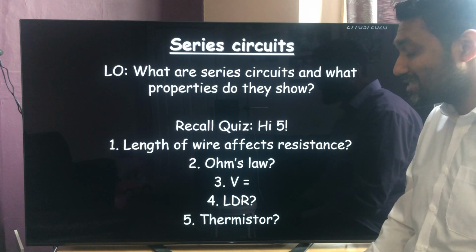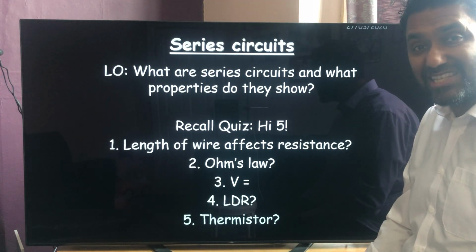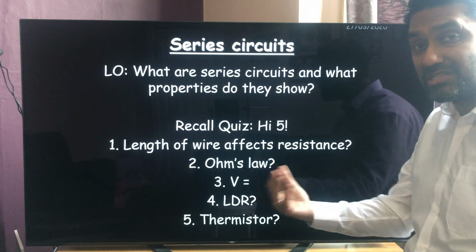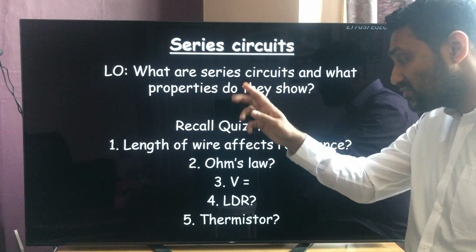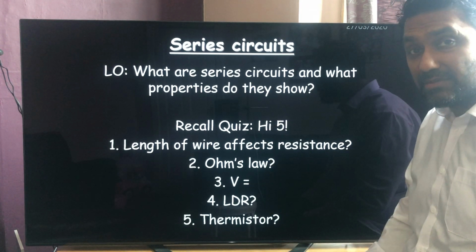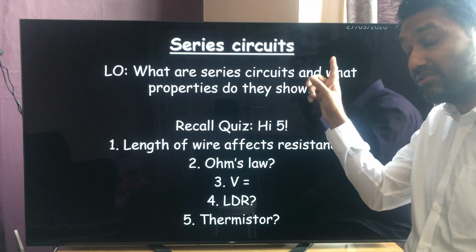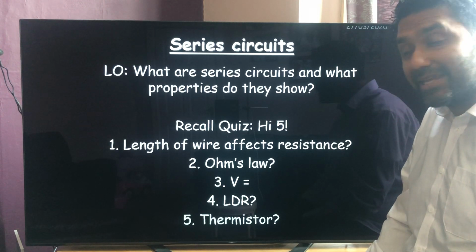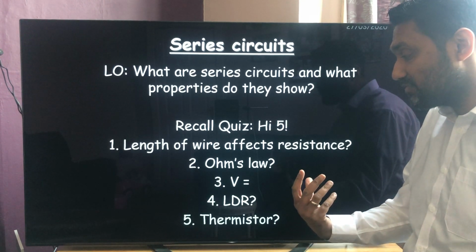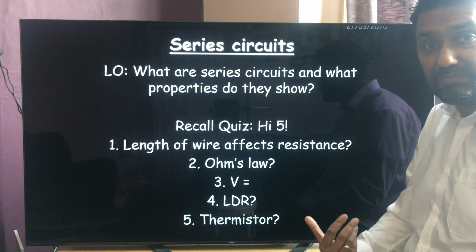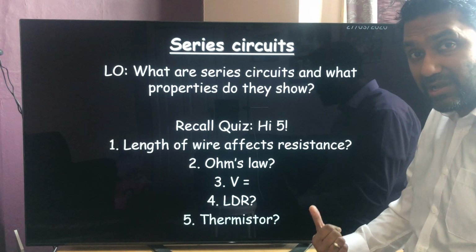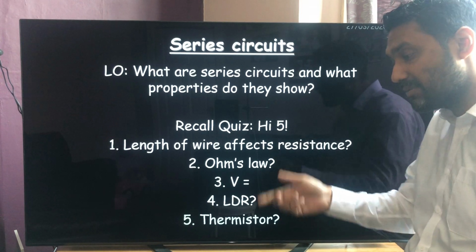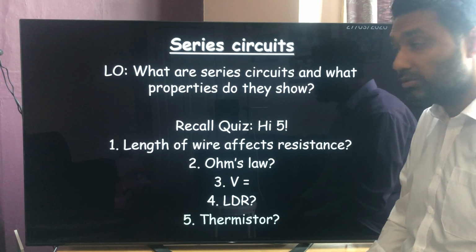LDR, what's an LDR? It is a light-dependent resistor, and depending on the amount of light, the brighter the light, the higher the light intensity, its resistance decreases, it becomes less. So therefore its current increases. A thermistor then is a special type of resistor. Its resistance changes due to the temperature, and the hotter it gets, the higher the temperature, the lower the resistance. And again, if it's low resistance, that means there's more current flowing through it.